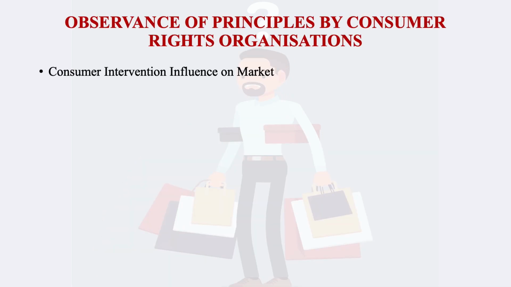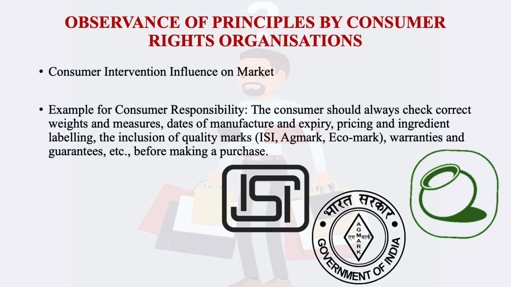Then, consumer intervention and its influence on the market. How the consumer intervention can influence the market also, there is a good example of it. Example for consumer responsibility: the consumer should always check correct weights and measures. I already referred to dates of manufacture and expiry, even the pricing and ingredient labeling, the inclusion of quality marks, ISI, AGMARK and EGMARK and all. Warranties and the guarantees given before making a purchase.